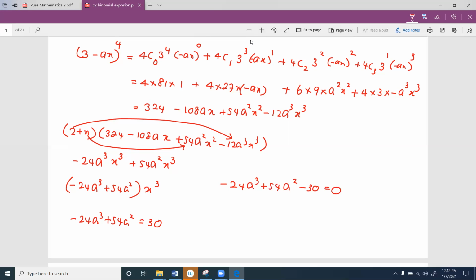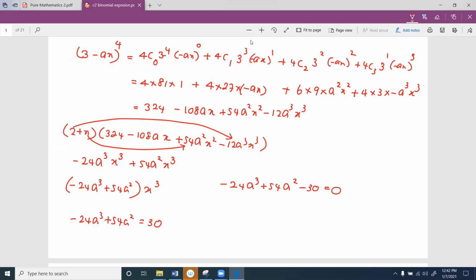Whether this answer is correct, that's a point, because you get kind of decimal answers. Let me see whether we did it perfectly. The question is (3 minus ax) to the power 4 and (2 plus x). Yes, 4C0, this is right. 4C1, 4C2, 4C3, power 4, 4 to the power 1, a⁰, 1, 2, 3. That's correct. This is okay.